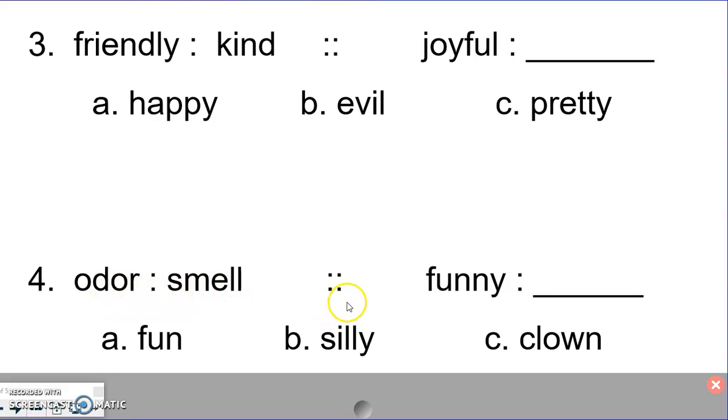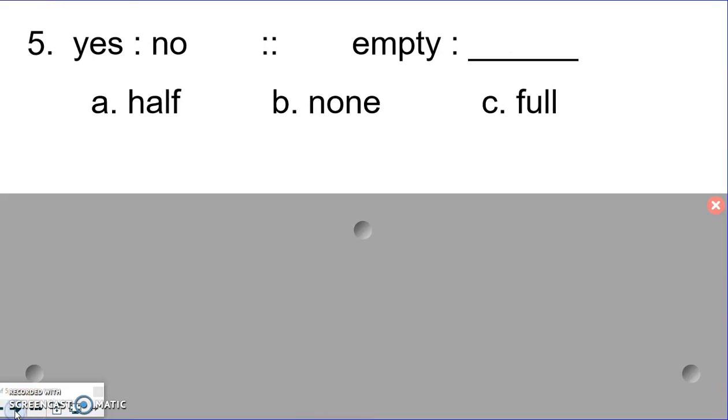Okay, so the relationship we're working with here is synonyms or same. So odor is to smell as funny is to blank. So which of these answer choices means the same thing, a synonym, as funny? Show me with your fingers what you're thinking. Show me a 1 for A, a 2 for B, or a 3 for C. All right, I hope you're showing a 2, which is letter B, silly. So odor is to smell. Those two words are synonyms. They mean the same thing. As funny is to silly. Those two words are synonyms. They mean the same thing.